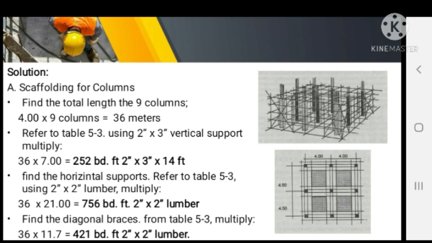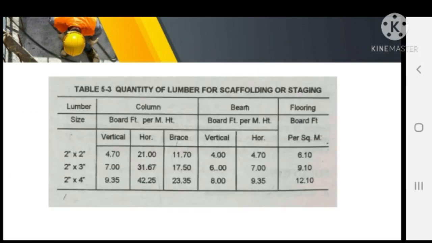So by referring to Table 5-3, using 2-inch by 3-inch vertical support, we are going to multiply 36 meters by 7. So 7 can be found here in the table for columns, the vertical support, so we need to locate 2 inch by 3 inch in the vertical of the column. So we have a value of 7.